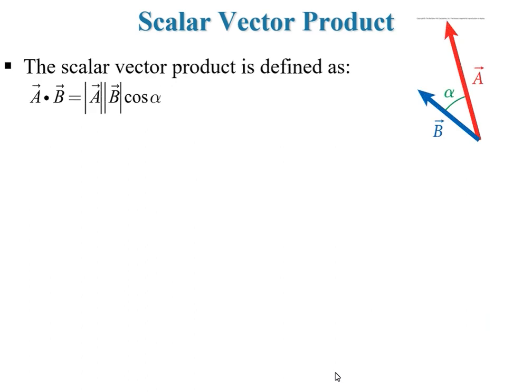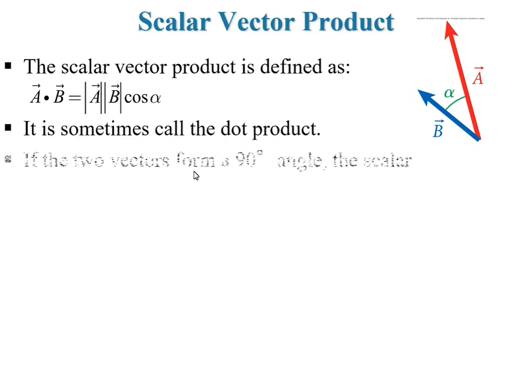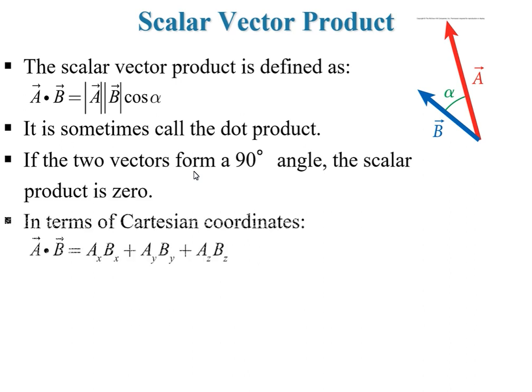Scalar vector product. This is the dot product. You multiply ax times ax, ay times ay, az times az. We will elaborate on this later as we focus on these discussions. We have A, B, cosine of the angle. It is sometimes called the dot product. If the two vectors form a 90 degree angle, the scalar product is 0.